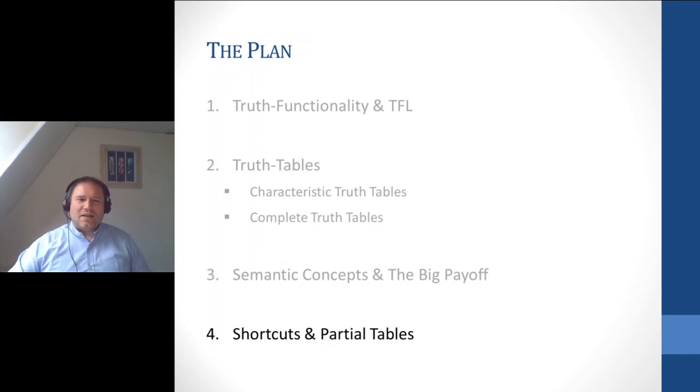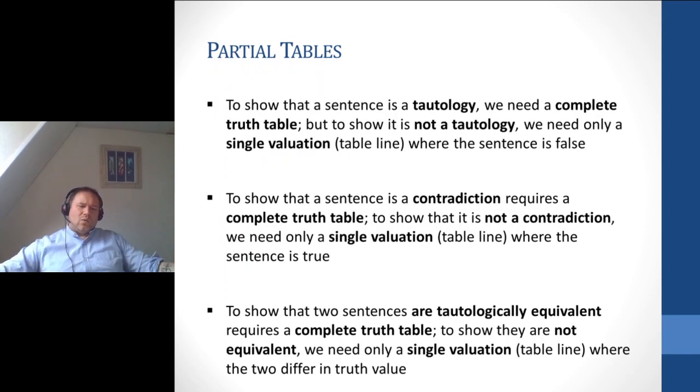Hi guys, welcome to the last part of lecture 3, where we'll be talking a little bit about how and when it's appropriate to use some shortcuts or maybe just partial tables. This really connects back with what we talked about in the previous part with regards to the semantic concepts. What we know is that we can use truth tables to assess whether a sentence is a tautology or a contradiction, whether some sentences are tautologically equivalent, things like this.